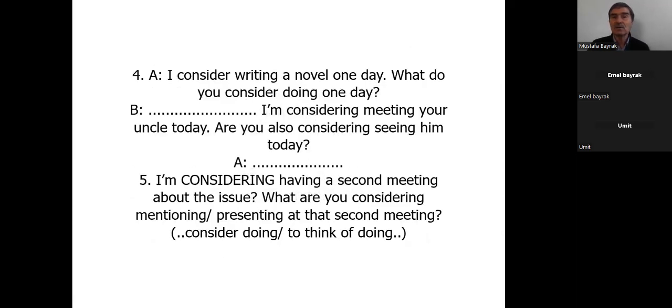I consider writing a novel one day. What do you consider doing one day? I consider learning English completely one day. I am considering meeting your uncle today. Are you also considering seeing him today? Yes, I am also considering seeing him today. So consider takes a gerund after it. I am considering having a second meeting about the issue. What are you considering presenting at the second meeting?